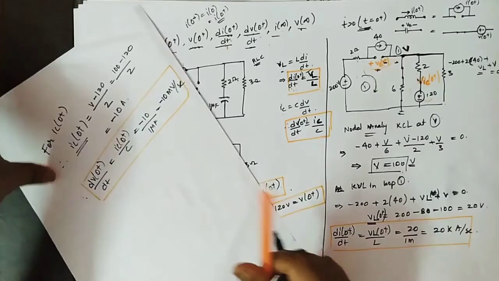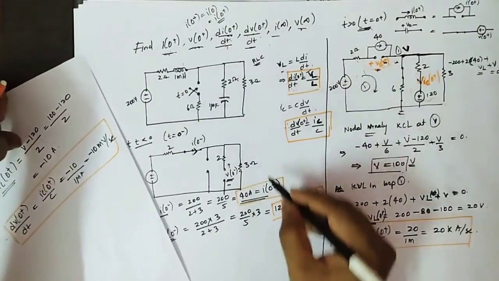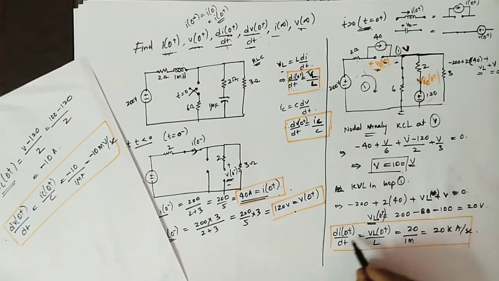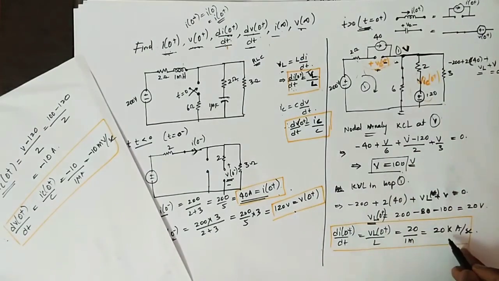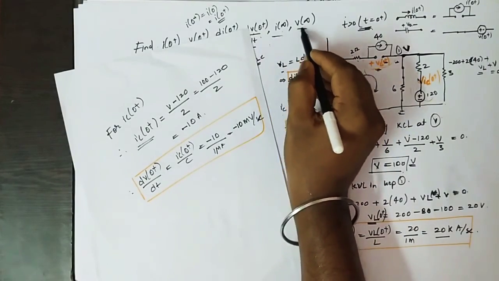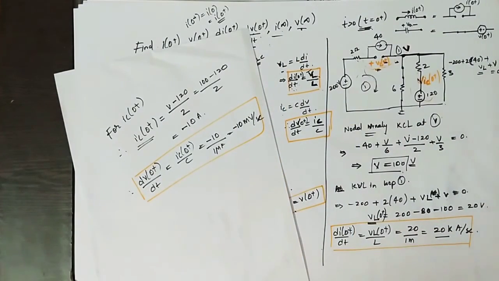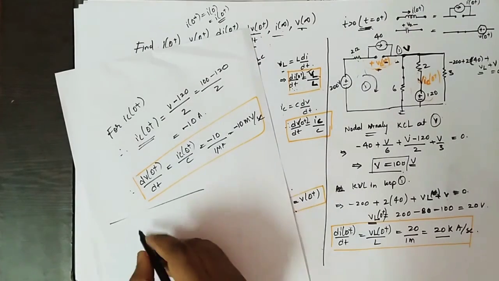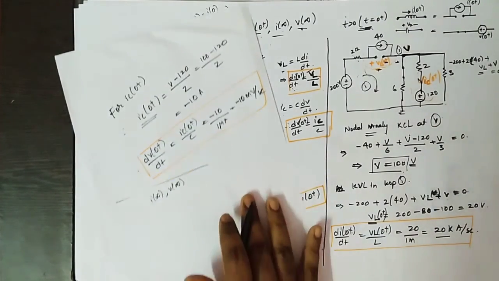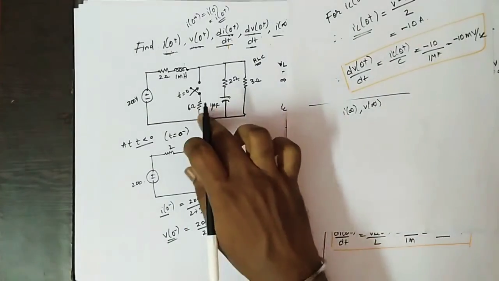Okay, now you have completed I of 0 plus 40, V of 0 plus 120, and di of 0 plus by dt 20 kA per second, and dV of 0 plus by dt. Now you have to find I of infinity and V of infinity. So at steady state, simply, you have solved many circuits. For I of infinity and V of infinity, what does the circuit become?